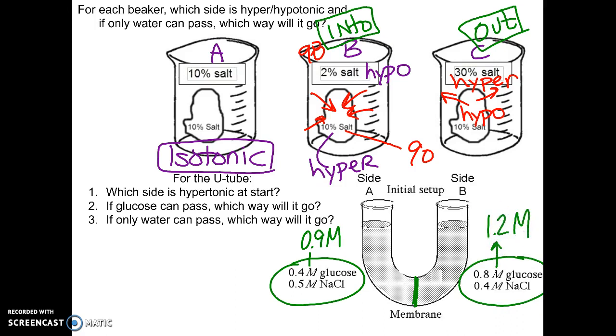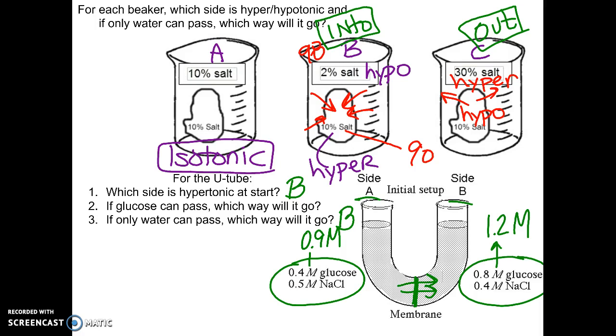So based on that, which side, A or B, is hypertonic at the start of the experiment? B is hypertonic, exactly. Because there is a higher molarity on side B at the start of the experiment. And if only water can pass, we'll come back to question 2. Question 3 says, if only water can pass, which way will it go? So will water go towards A or towards B? Water will go towards B, because water will always go towards the hypertonic side. So once you determine which side's hypertonic, that's the way water's going to go.